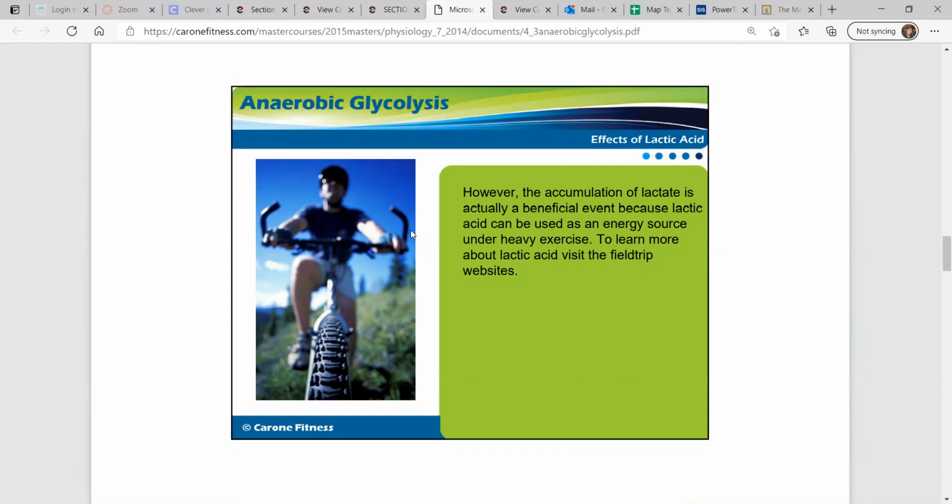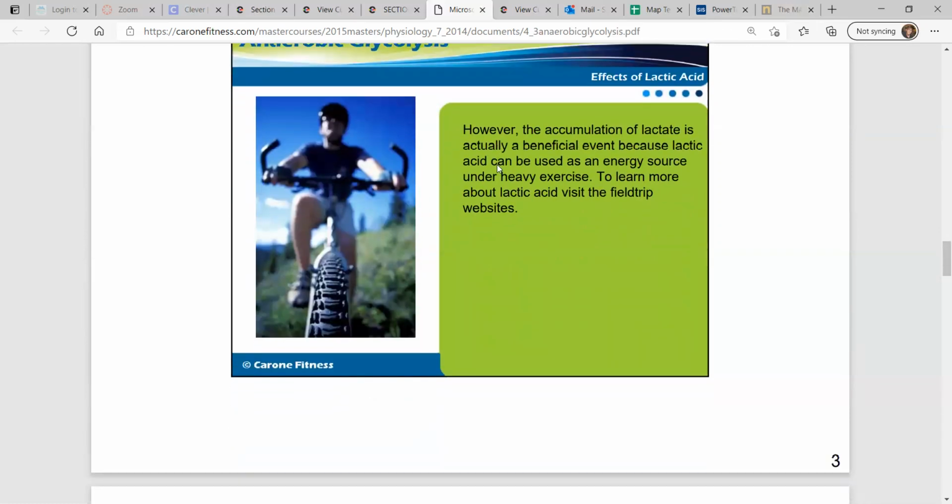However, the accumulation of lactate is actually a beneficial event because lactic acid can be used as an energy source under heavy exercise. And to learn more about lactic acid, there's actually a section in the field trip website.